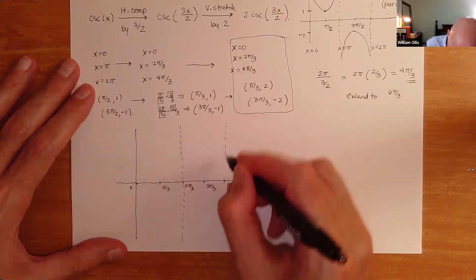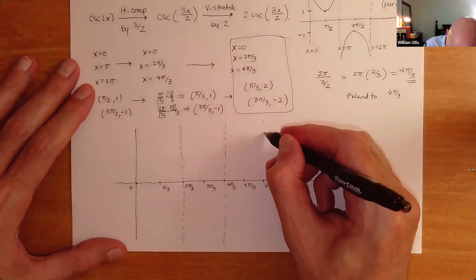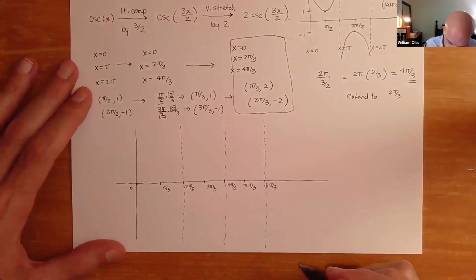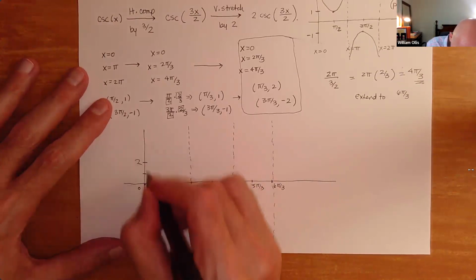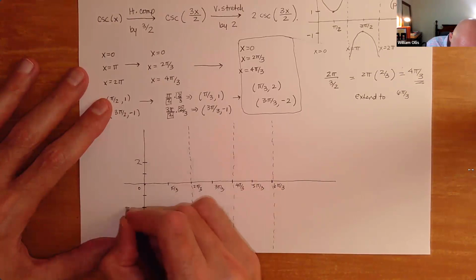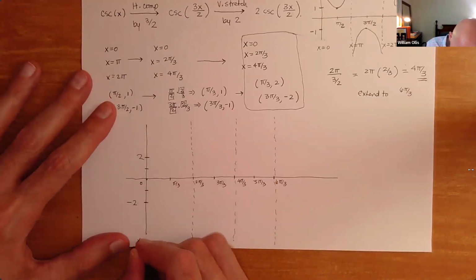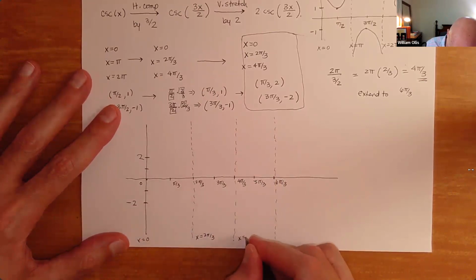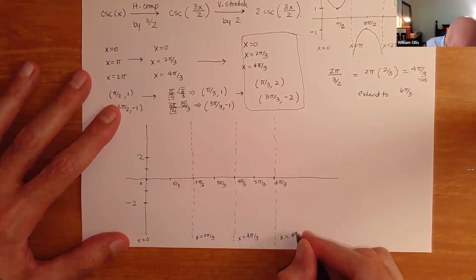And then at 4 pi over 3. And then we'll extend to 6 pi over 3, which gives us 2 pi. So we want to extend to the entire interval. So now, of course, we have 1, 2, and then -1, -2. Now, if you like, we can label these x equals 0, x equals 2 pi over 3, x equals 4 pi over 3, and then x equals 6 pi over 3.